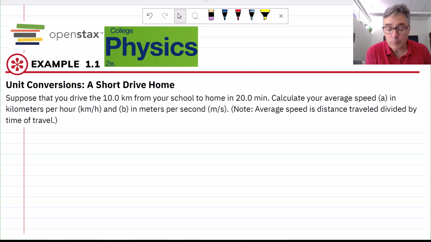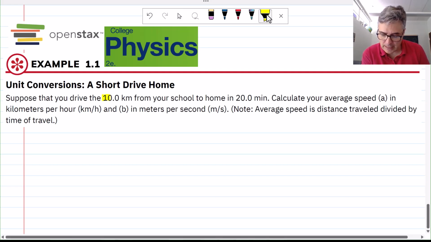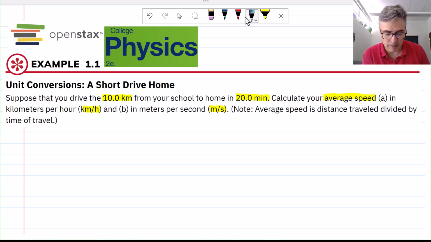Okay, let's work through OpenStax College Physics Example 1.1. Unit conversions, a short drive home. Suppose that you drive the 10 kilometers from your school to home in 20 minutes. Calculate your average speed. There are two parts: A, in kilometers per hour, km divided by h, and B, in meters per second. Note, average speed is distance traveled divided by time of travel.